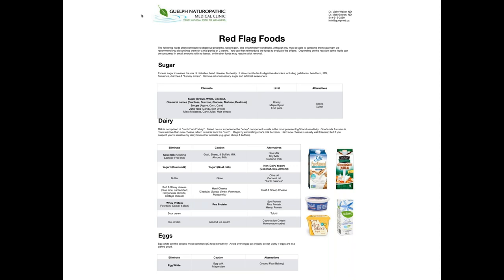There is some debate on the validity of the test and a number of other things, but you know what? It's pretty useful. So before I get people to order the test, I always say, look, just avoid these common food intolerances and see how you do.